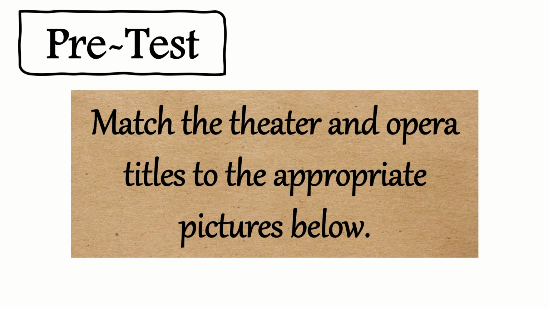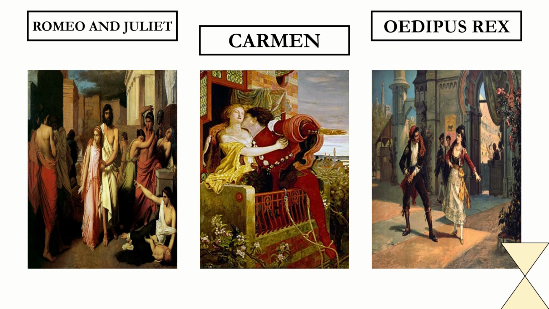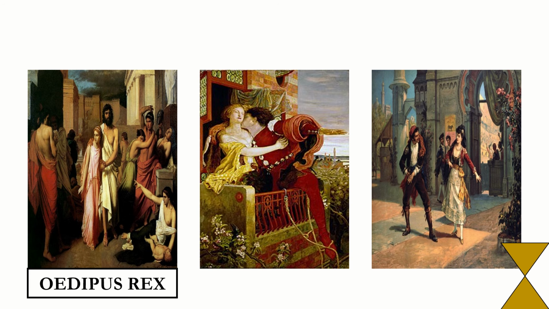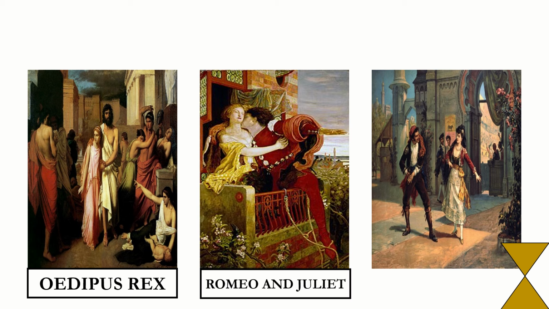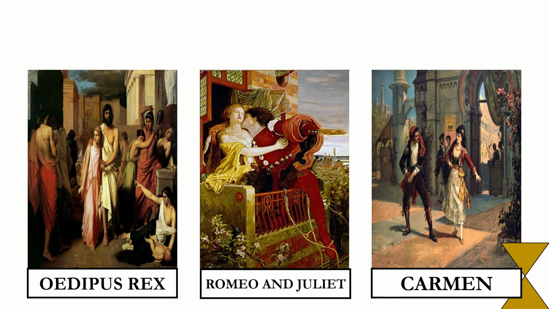Let's start this lesson with the pretest. Match the theater and opera titles to the appropriate pictures below. You have 5 seconds to think of the correct answer. Let's start. Let us know if your answers are correct. First, the first picture shows the Oedipus Rex. The second is Romeo and Juliet. And the third is called Carmen.